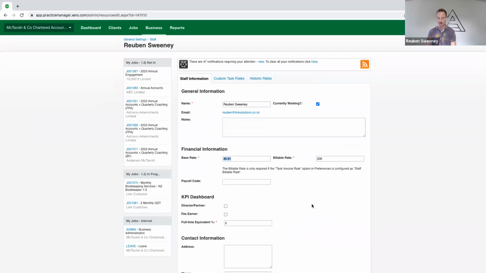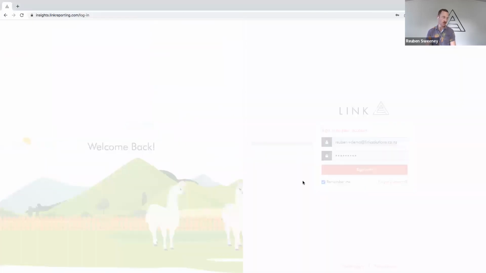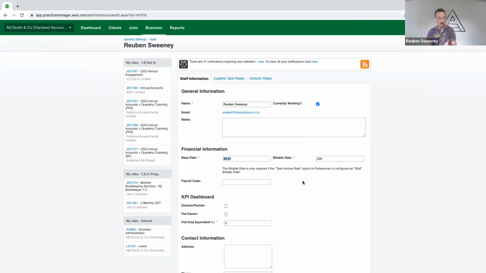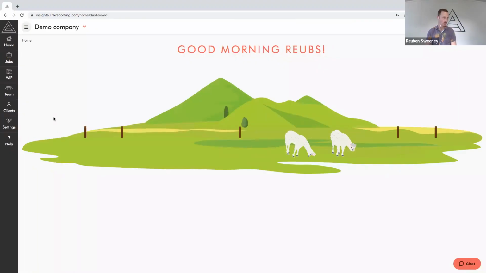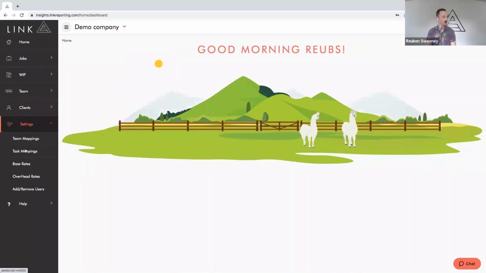So fortunately, we have another method for you. For those of you who are using link reporting, let me just sign on in. If you're not using link reporting, definitely put that number in. It's the best you're going to get. If you are using link reporting, there's an area in here called base rate mapping under settings, base rates.